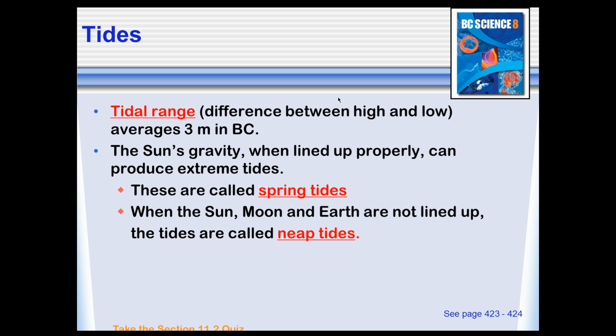As I said before, the sun's gravity will also have an effect. When it's lined up properly, it can produce extreme tides. These are called spring tides. So these are kind of like super high tides. When the sun, moon, and earth are not perfectly lined up, these are called neap tides. So these are more the regular or the not so super high tides.